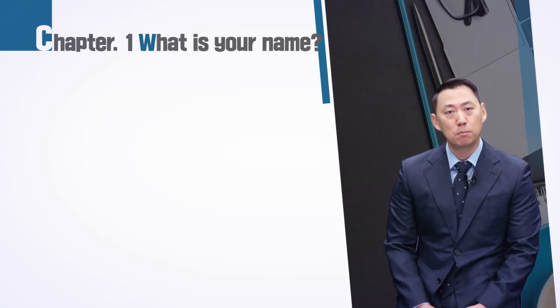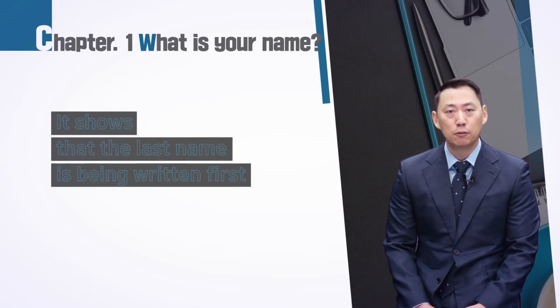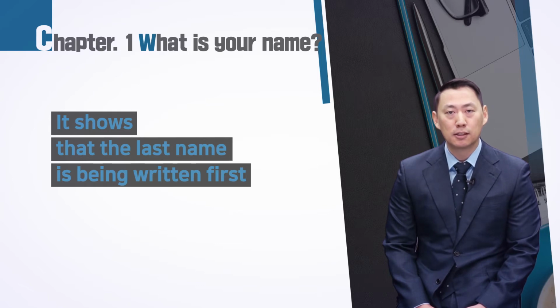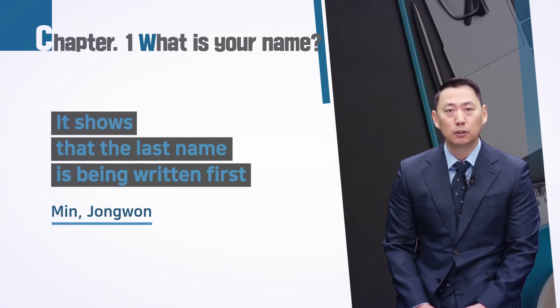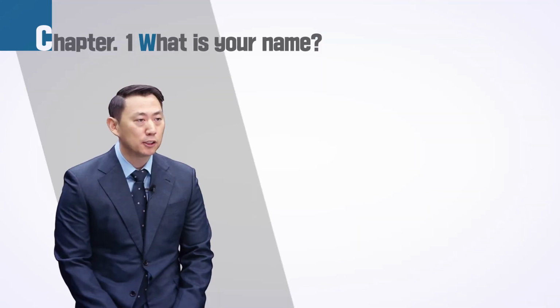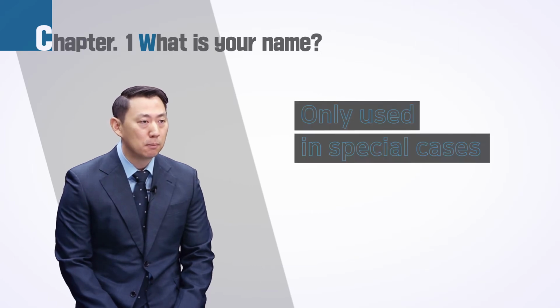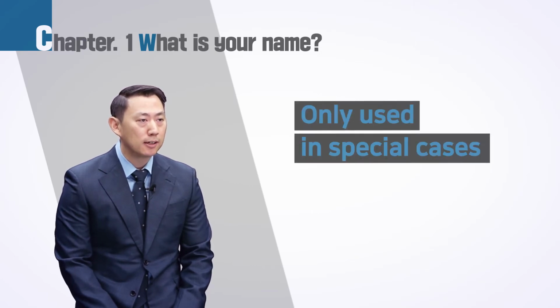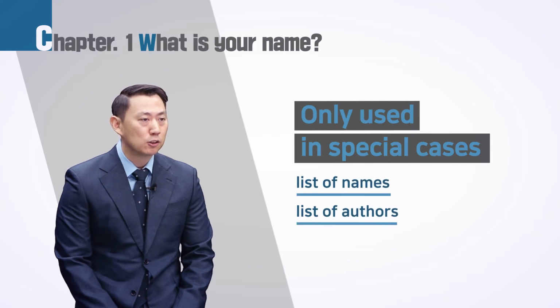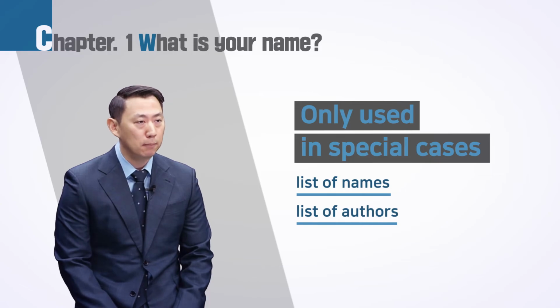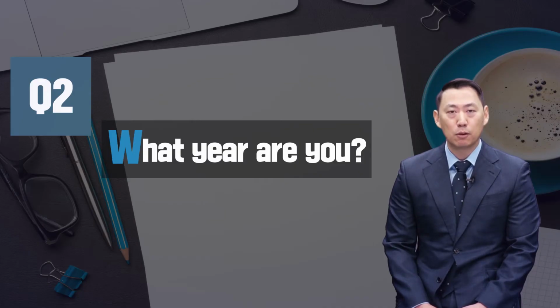Sometimes on a document, you might see a comma being used. The reason for this is to signify that the last name is being used first, such as Min, Jong-won. This lets the reader know that Min is the last name and Jong-won is the first name. This should only be used for a list of names, putting them in alphabetical order, or a document such as a list of authors. So if you're the only person on that document, you should write your name as Jong-won Min.